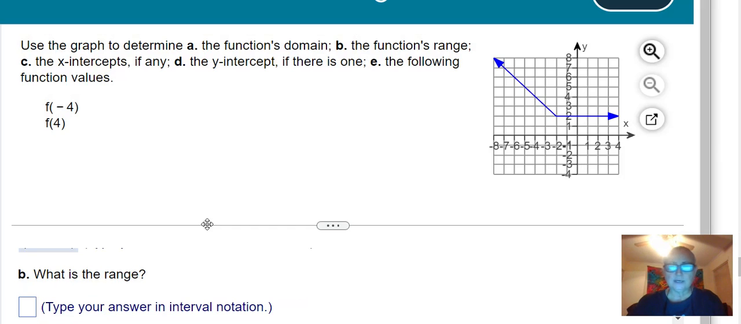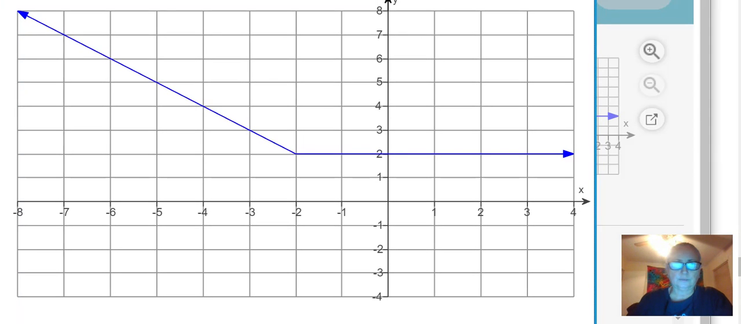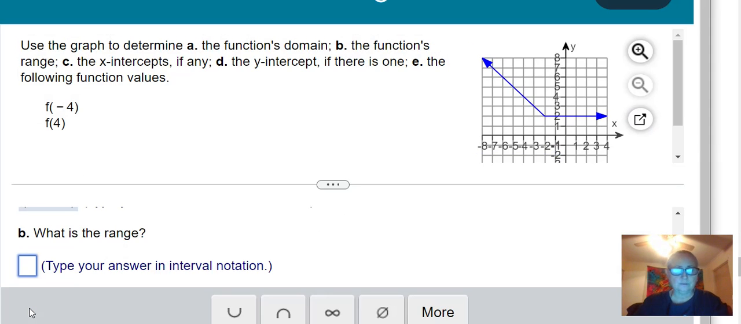Great. Its range, now look, pop it out again. It never exists down here. It exists at the y value of 2, and at the 3, and at the 4, and at the 5, and everything up above, but 2 is the lowest value. So our range is going to be 2 to infinity.